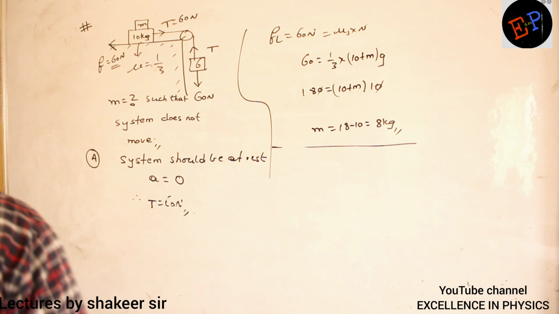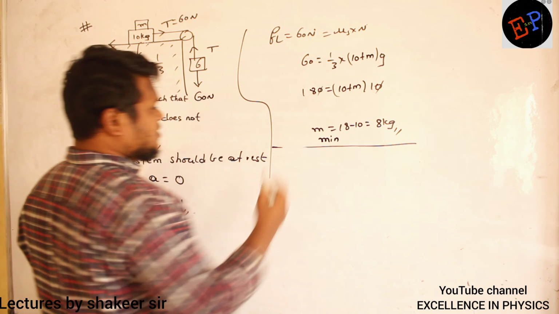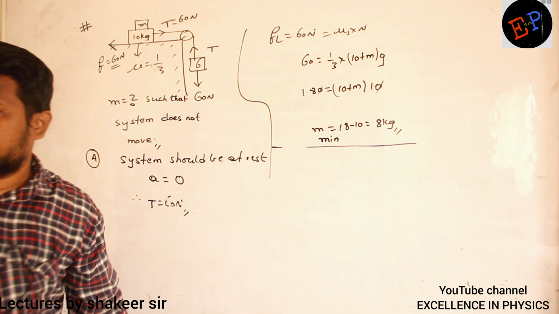That's it. So therefore, here what is the minimum mass I have to place? Minimum mass is 8 kg. More than 8 kg if you want to place, no problem.